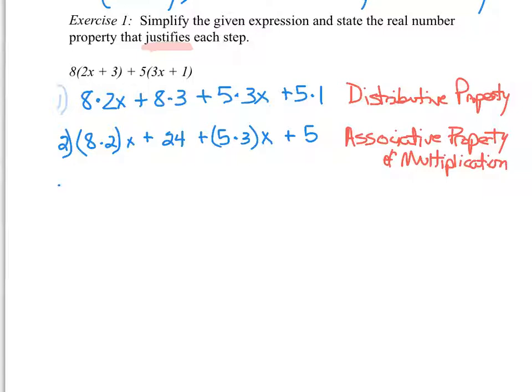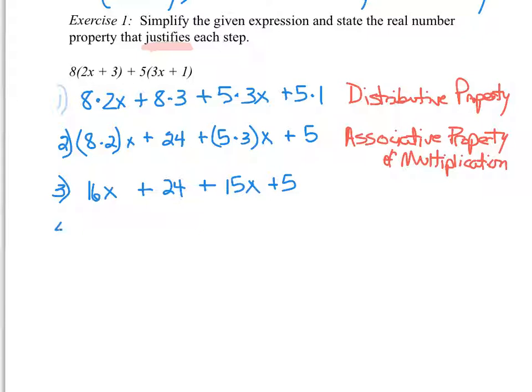Now that allows us to go ahead and do that multiplication. So right now I have 16x plus 24 plus 15x plus 5. In that case, I haven't really used a product. I just did the associative property there.